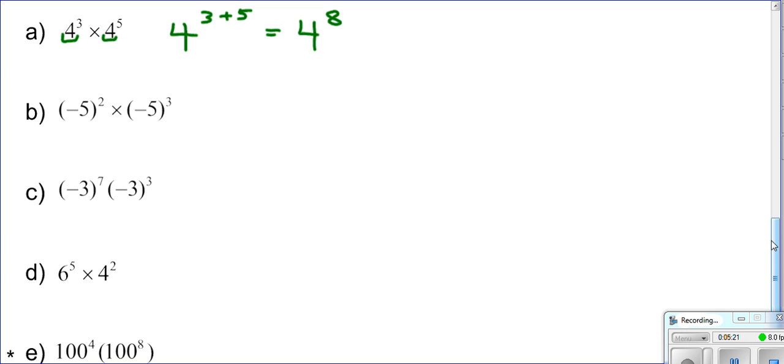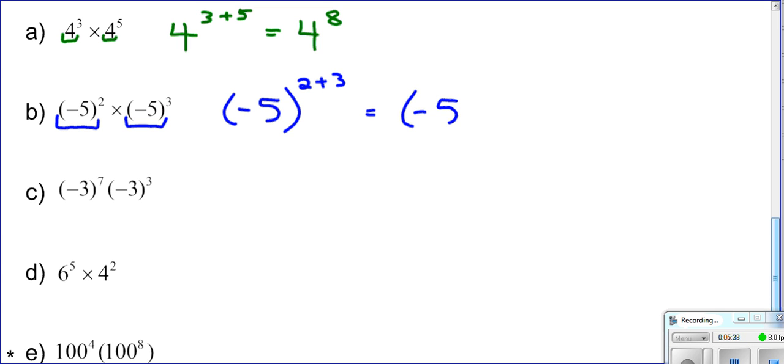In example B, again we have brackets, so the negative is part of the base, so negative 5 squared times negative 5 cubed. We have the same base being multiplied, and so we add the exponents. I hope you notice that the base hasn't changed at all. So negative 5 to the power of 5.